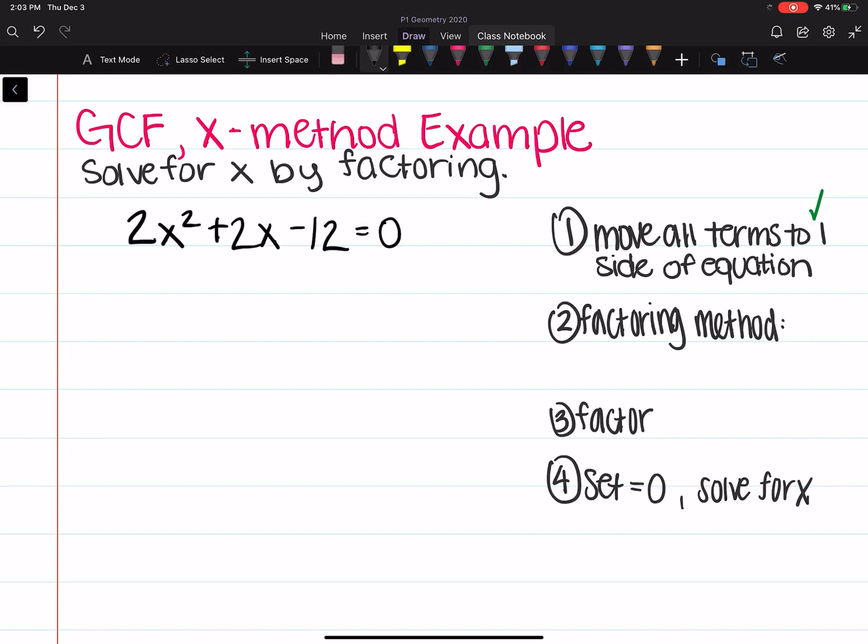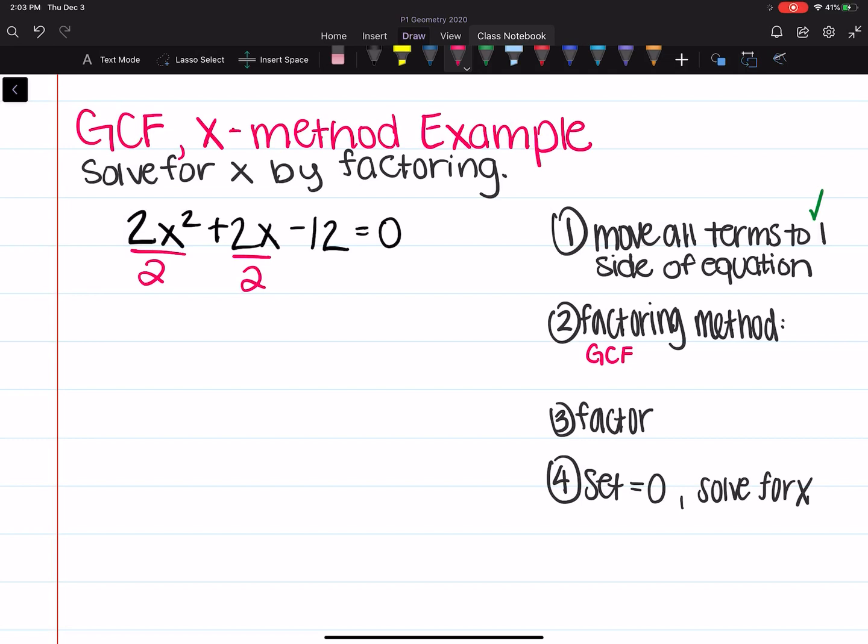Our second step is to determine the factoring method that we want to use for my 2x squared plus 2x minus 12. When looking at factoring, we always want to look for the GCF first. Right, so looking at all of these terms, we can see that we have a GCF of 2. All of these coefficients are divisible by 2, and that's also the biggest number that each of these terms is divisible by. Right, so my first method of factoring is going to be GCF.